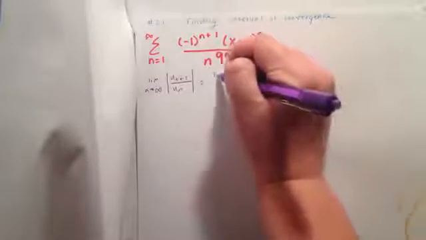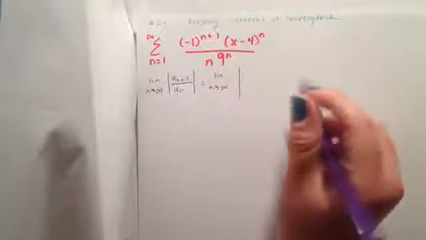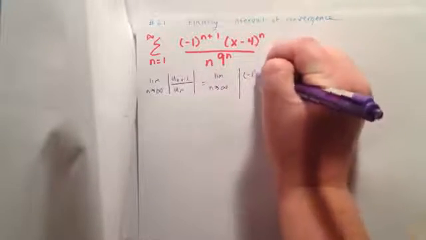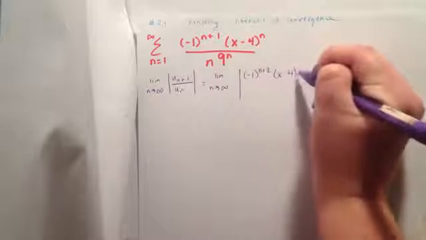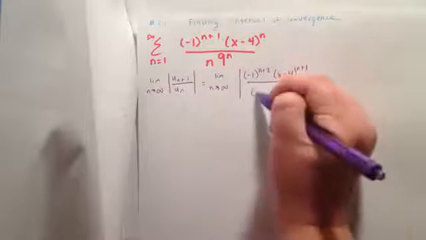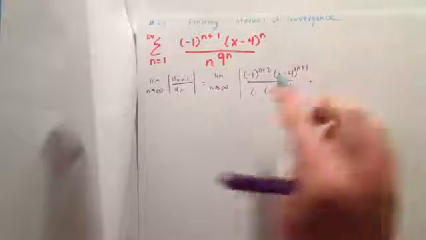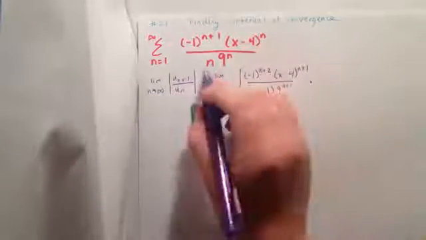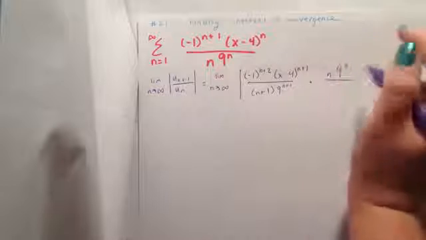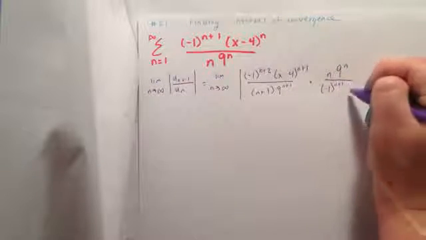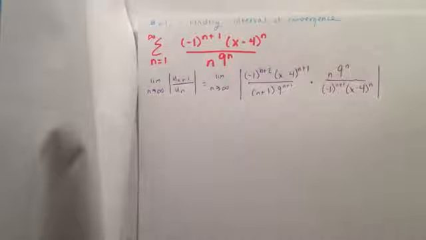So first, the limit as n approaches infinity, I'm going to plug in n plus 1 for each n. So, negative 1, plugging in n plus 1 here will give you n plus 2 times x minus 4 to the n plus 1 power over n plus 1 times 9 to the n plus 1 power. And now I'm going to multiply by the reciprocal of the original function. So that'll give me n times 9 to the n power over negative 1 to the n plus 1 times x minus 4 to the n. It's all in absolute value symbols.